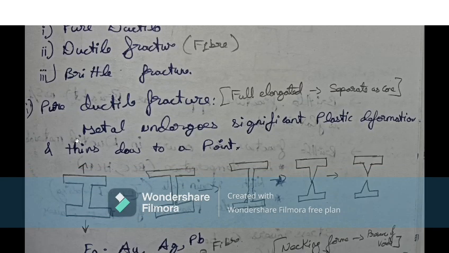Next, I am going to teach ductile fracture in detail. In the types of fracture, there are pure ductile fracture and brittle fracture. Now we are going to see the first two, that is, pure ductile and ductile fracture. First, pure ductile. In pure ductile fracture, the elongation is higher.